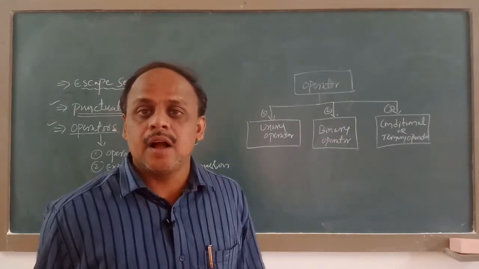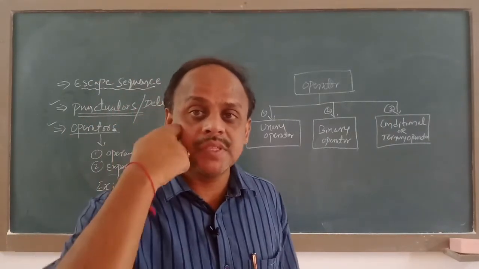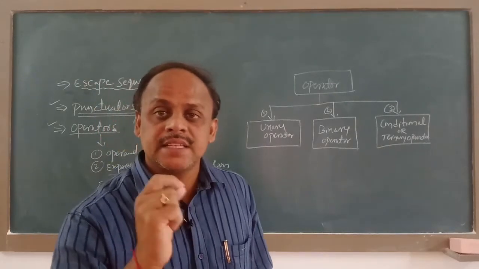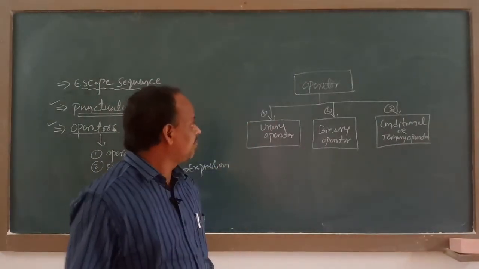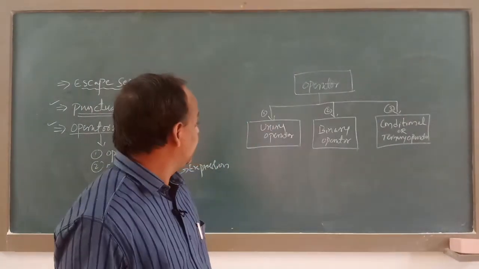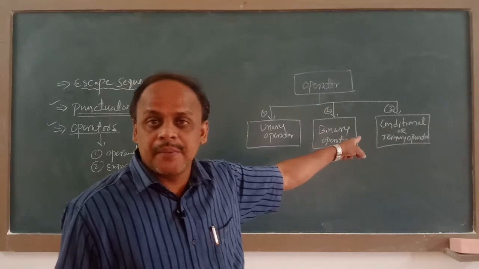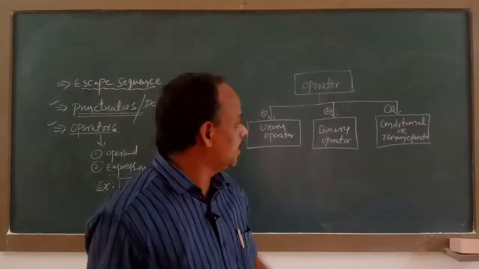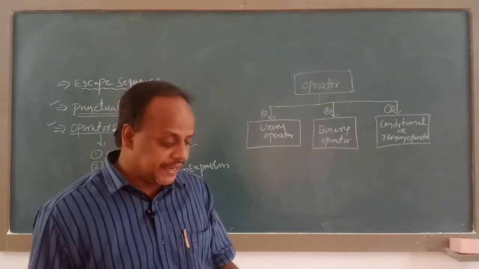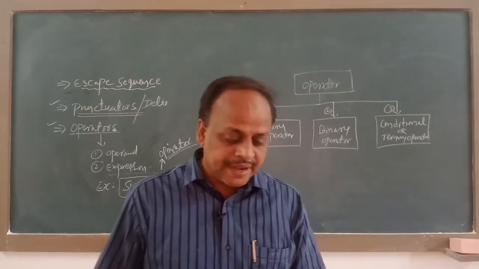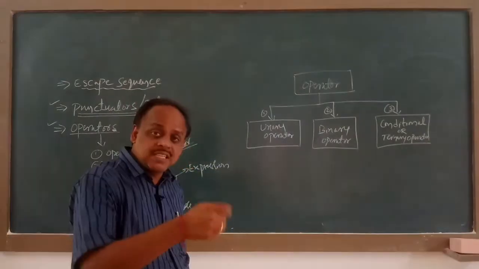See, what is an operator? An operator is a symbol that is going to perform some operation or manipulate the expression, right? So this operator is mainly classified into three types: unary operator, binary operator, and the third one, conditional operator, also called ternary operator. And how is the classification of operators done? It is done based on operands.